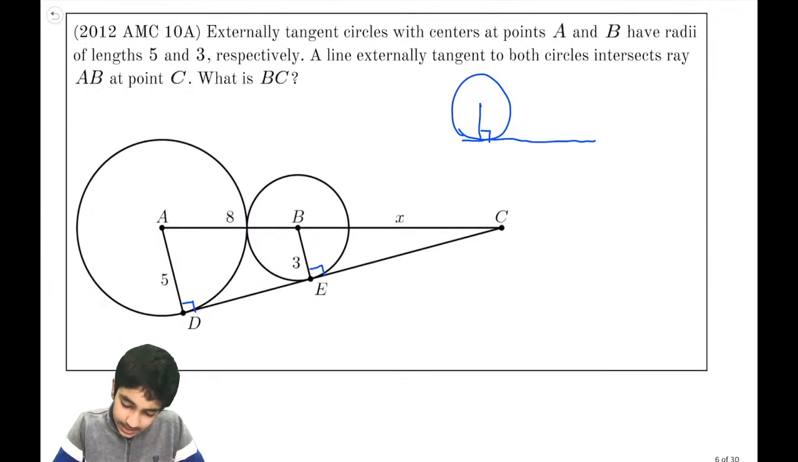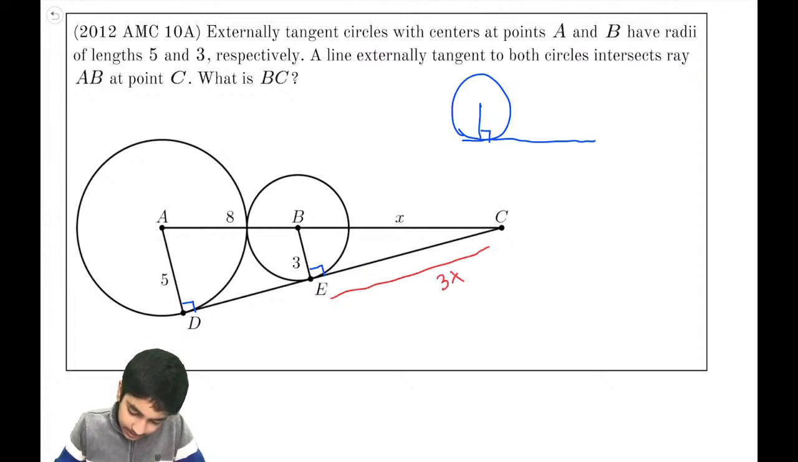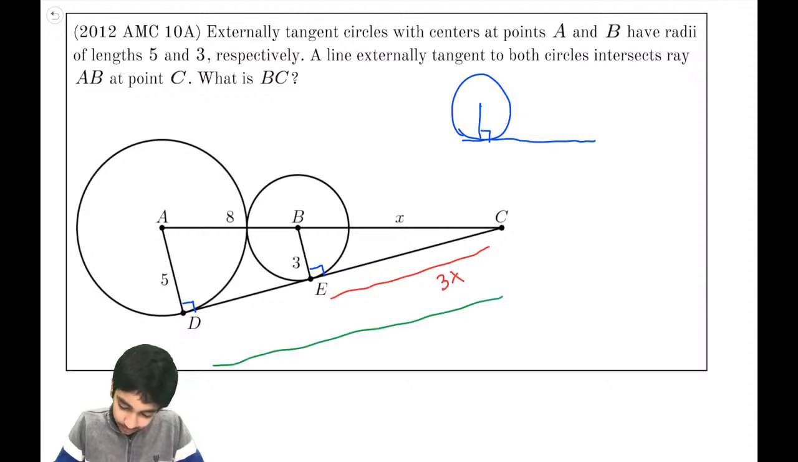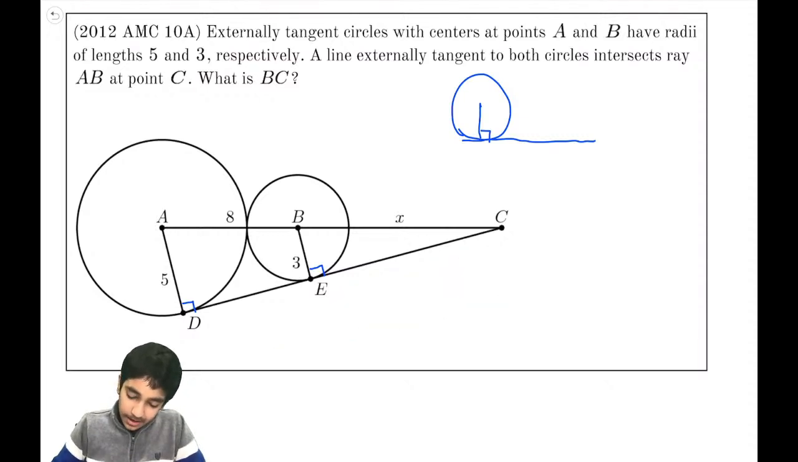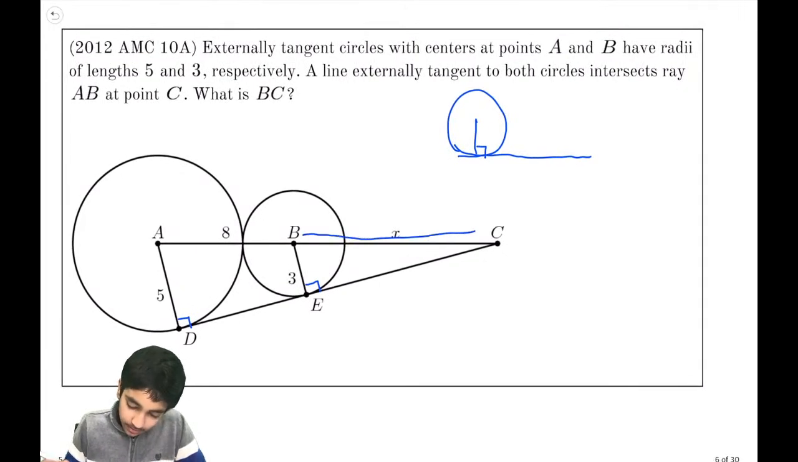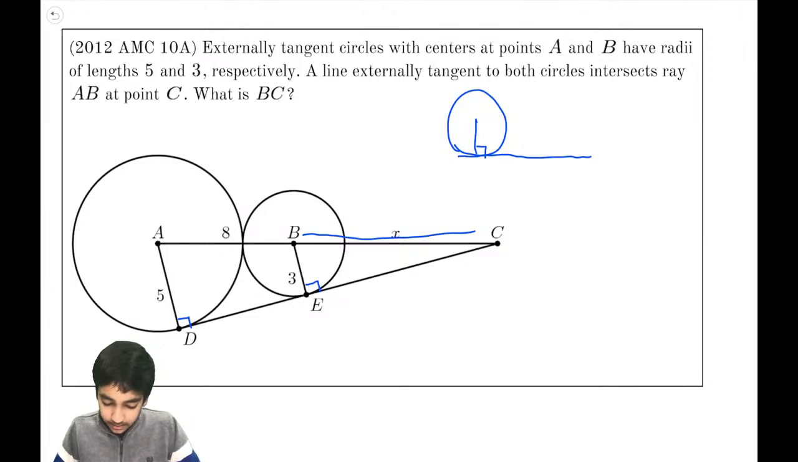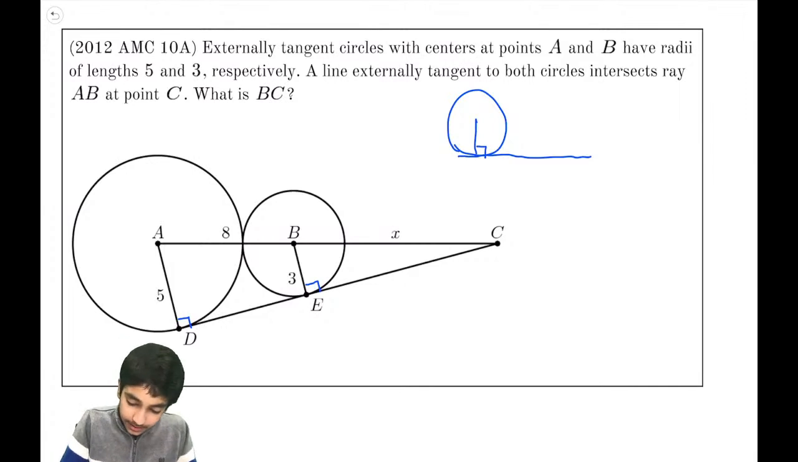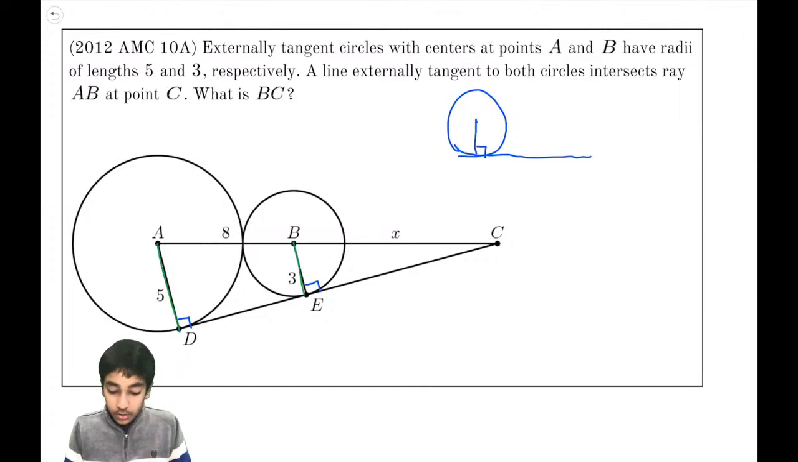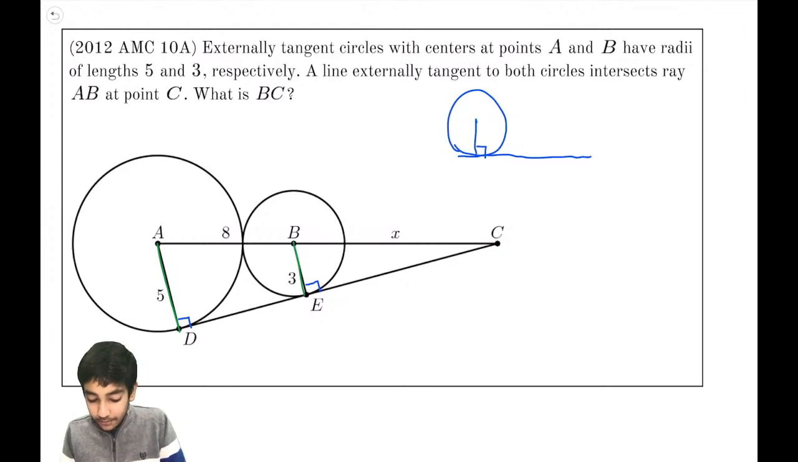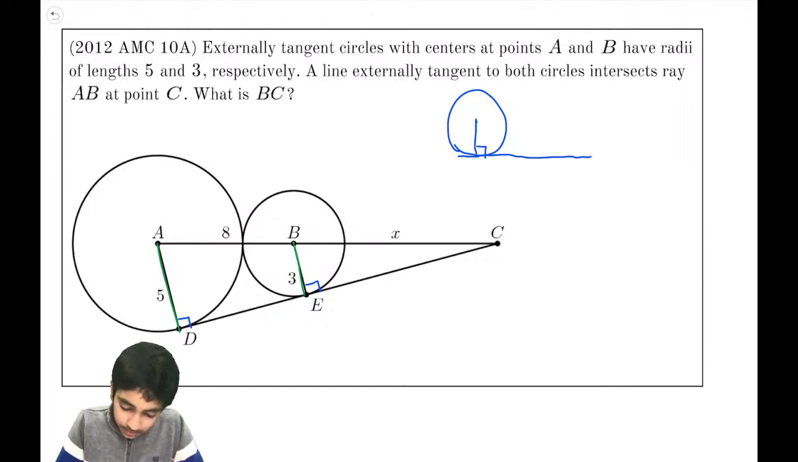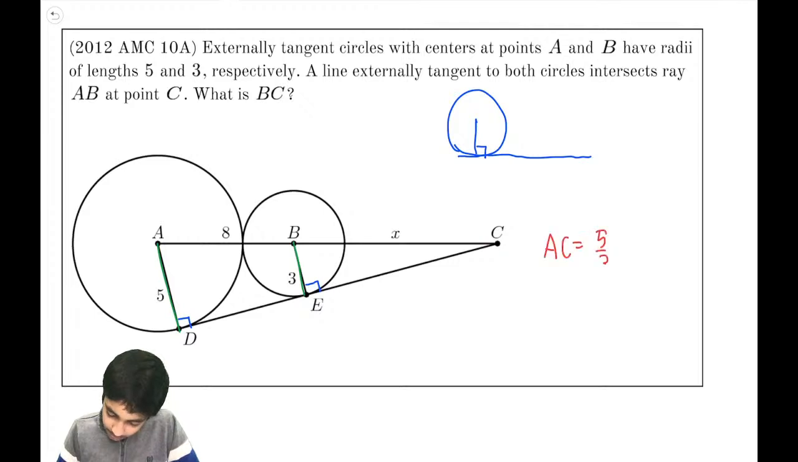Well, I should have actually done it slightly differently. Let's just say that BC has a length of x, right? Then AC will have a length of 5/3 x, because the ratio of triangles BEC to ADC is 5/3, because we know the side length ratio is 5:3. The ratio of the side lengths is 5:3, so that means the ratio of the side length BC to side length AC is also going to be 3:5. So that means you can see that AC will have a length of 5/3 x, right?